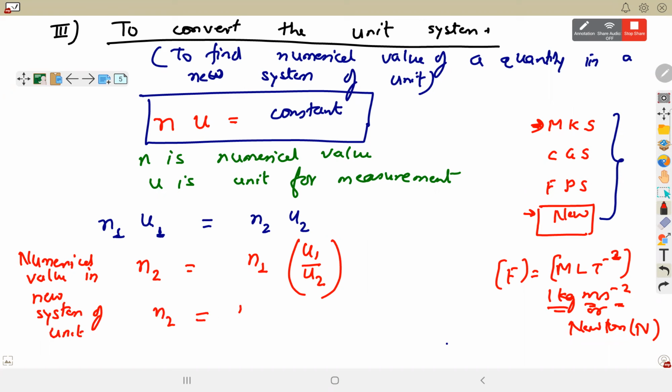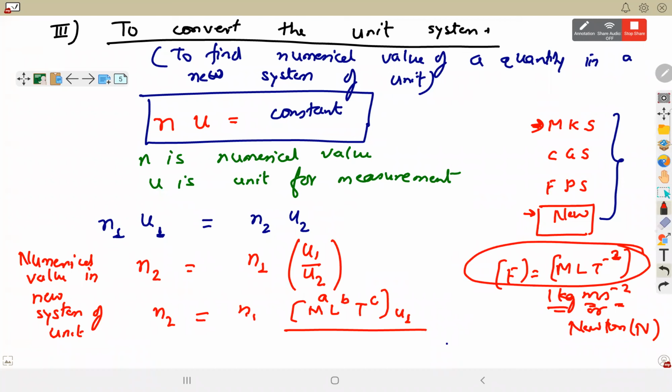So n2 will be n1. अब ये कैसे लिखेंगे? M L जो भी है, let's say this is some unknown quantity जिसकी dimension आती है m to the power a, l to the power b and t to the power c in the first unit system. Because हम unit कैसे लिखते हैं? In terms of its dimension. Similarly, m to the power a, dimension तो same ही रहेगी. What will change is its unit system. So u1 by u2. बेटा ये समझ में आ रहा है यहाँ तक?